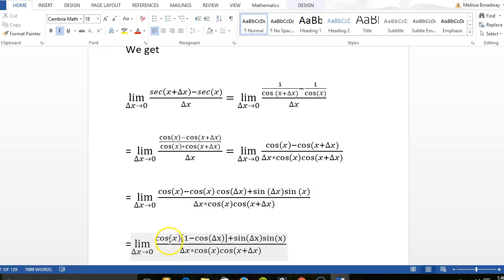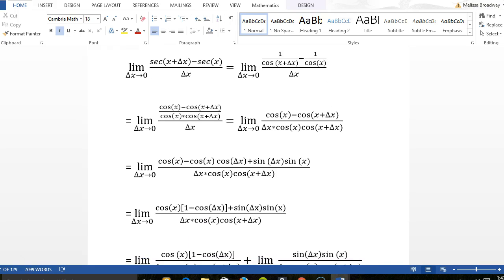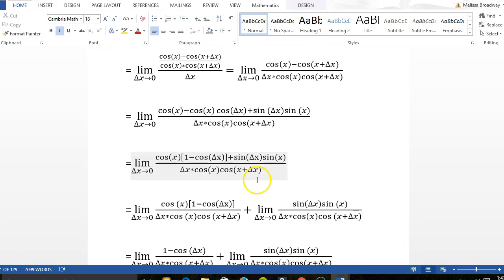We factor out cosine x, and that leaves 1 minus cosine delta x here. Keep the sin term over here. We have the same old denominator for the time being. And then scroll on down. Now you break this apart. This plus sign right here is going to mark a rift. So you're going to separate the two limits. And then you're going to do some cancellations, you can bet.